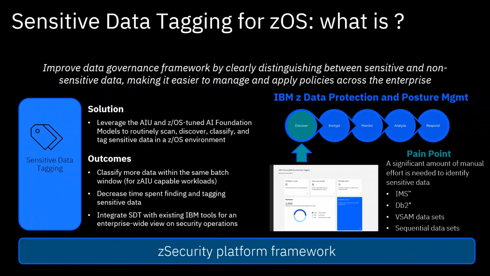What is zSDT? zSDT is sensitive data tagging on z/OS, a powerful solution based on machine learning and AI acceleration that identifies and classifies datasets containing regulated or critical information. It assigns metadata or tags to datasets to describe the sensitivity level or type of data. These tags can be consumed by security, audit and governance tools to enforce content-aware controls.